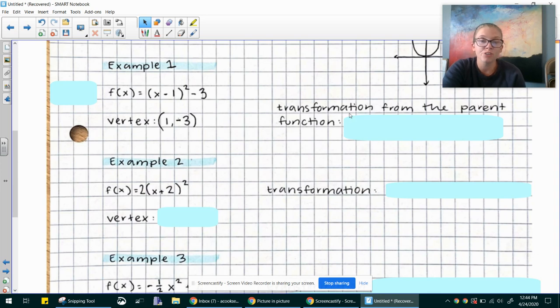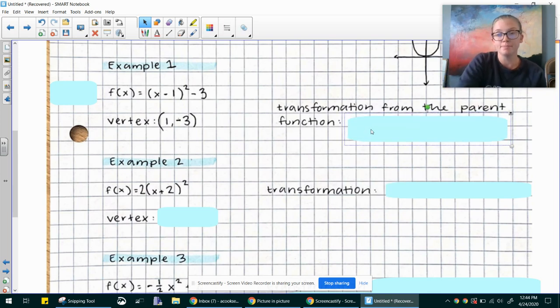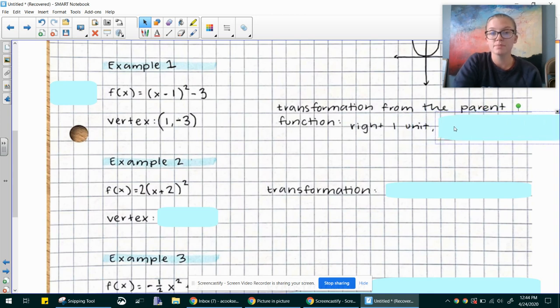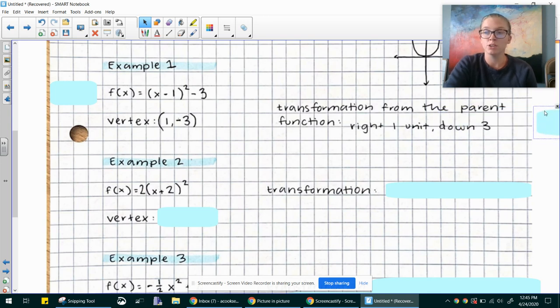And when we transform from the parent function, we're going to use this vertex to help us figure out where we're moving. Because our parent function has the vertex of 0, 0, we are moving 1 unit on the x-axis, so we are moving 1 unit right. And then we're moving to negative 3 on the y-axis, so we are moving down 3.